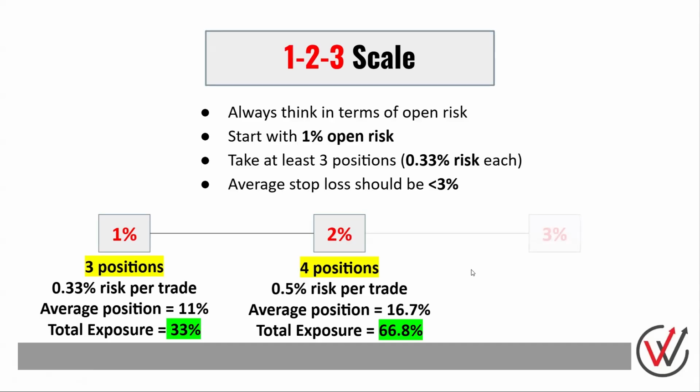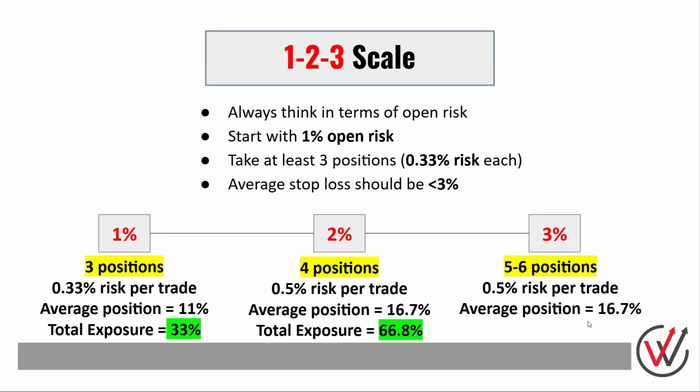Similarly, if you again have positive feedback, you move the open risk to 3%. You're not adding 3%, you're increasing the net exposure risk to 3%. So you can take 5 to 6 positions. Risk per trade remains the same, 0.5%. Average position remains the same, but now you're exposed 100%.